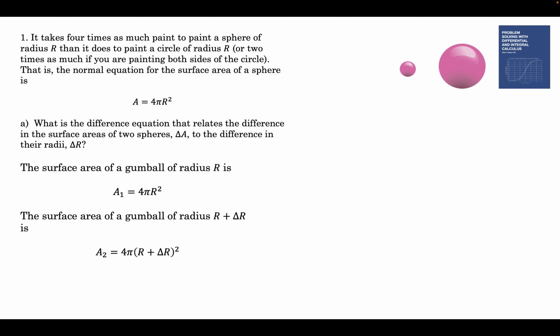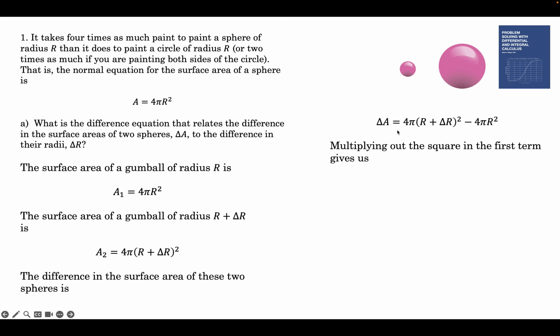The difference between those two areas is A2 minus A1. So we just subtract them. We FOIL out the r plus delta r squared, and we get this. We can distribute the 4 pi in there. We have a 4 pi r squared here, a minus 4 pi r squared there, the surface area of the smaller sphere. Those cancel out, and we're left with 8 pi r delta r plus 4 pi delta r squared. This is the difference in surface area between a sphere of radius r and a sphere of radius r plus delta r. And it's exact.